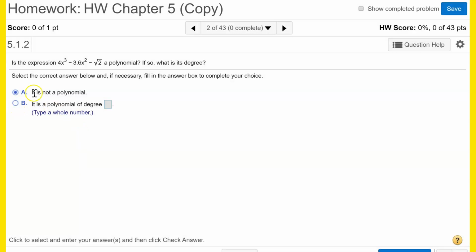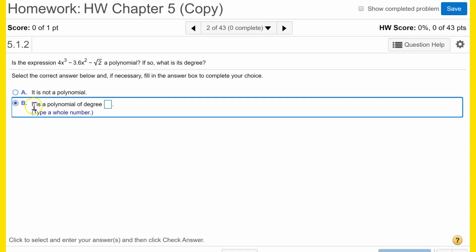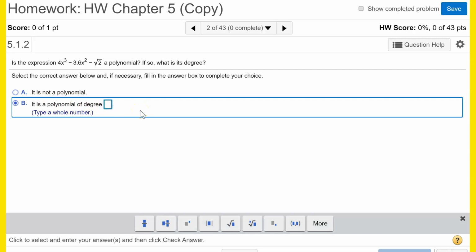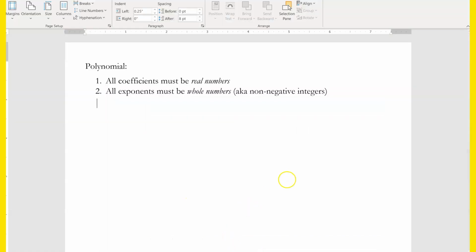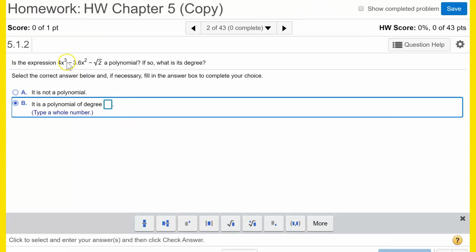Sorry, I clicked the wrong button. I thought A said it is a polynomial. Choice B, it is a polynomial, but it also makes me say what the degree is. Well, I haven't taught you what the degree is yet. The degree is the highest exponent on a variable. The degree is the highest exponent on a variable. So what is the degree here? What is the highest exponent on a variable here? It is 3.